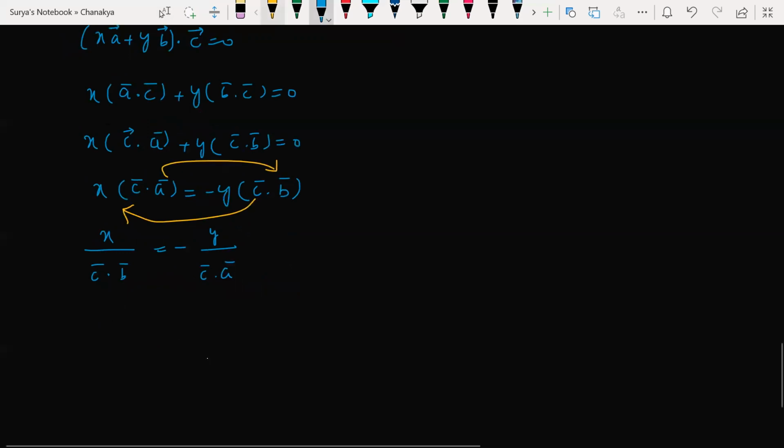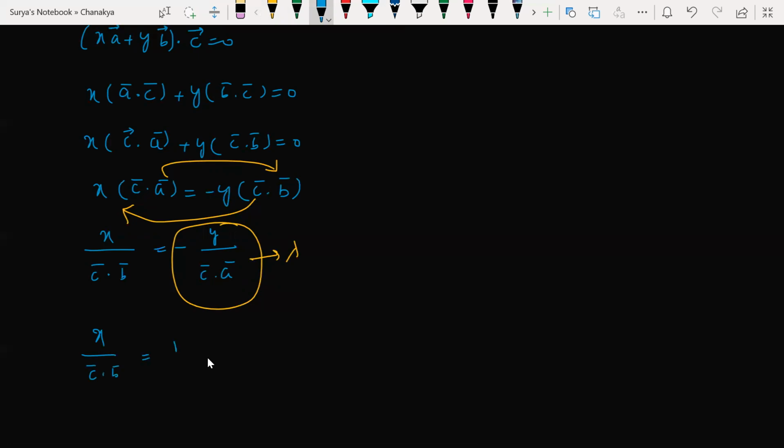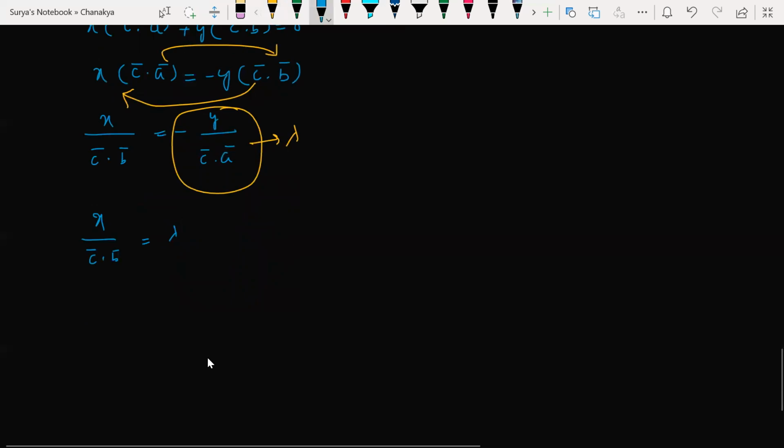Look at this here. Now can I say this whole thing is any scalar, let's say lambda? Let us consider lambda. If I do that, what would I be left with? C vector is equal to lambda. Then look at this here: x is equal to lambda times C dot B. This is what we learned.